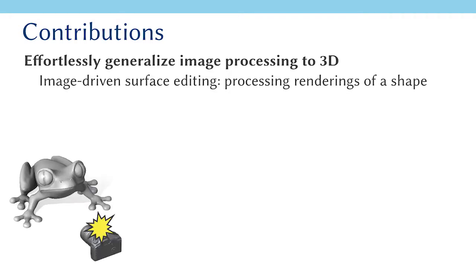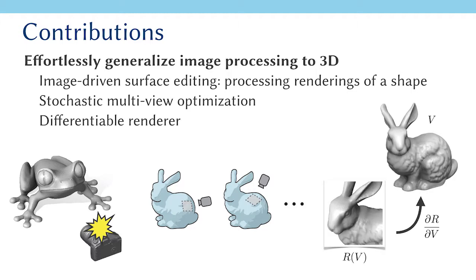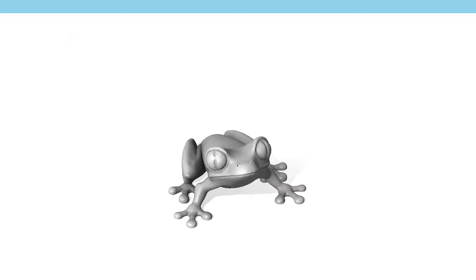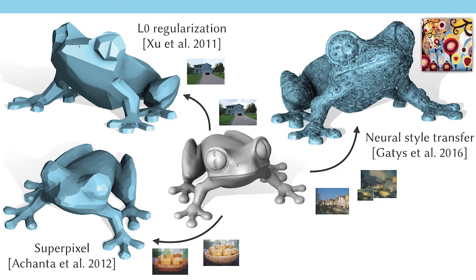The key idea is to apply image processing on the renderings of a 3D shape and then infer the corresponding shape changes. To achieve this, we stochastically optimize the geometry from different views and propose a differentiable renderer that allows us to analytically differentiate the rendering process. We will show that Paparazzi is very general. We can plug and play many image processing algorithms on 3D shapes.